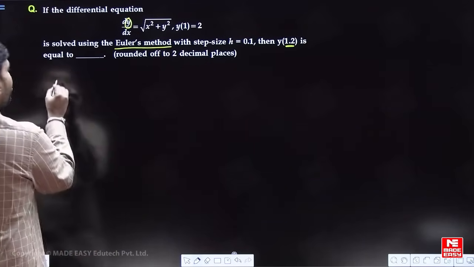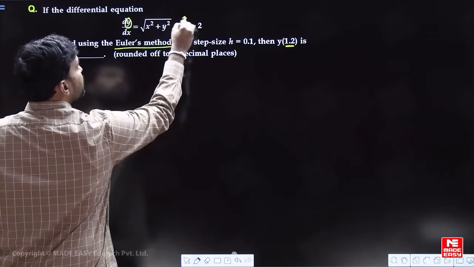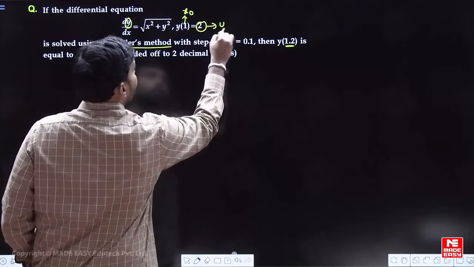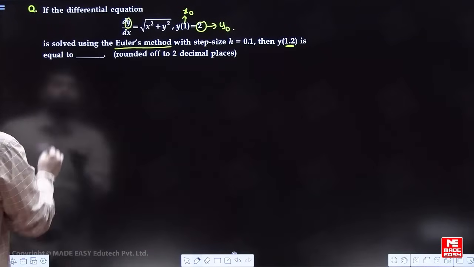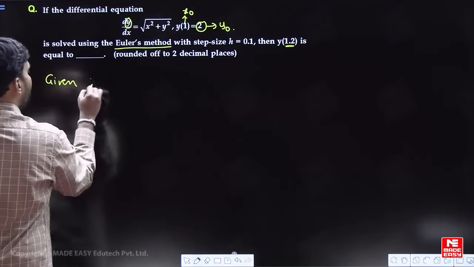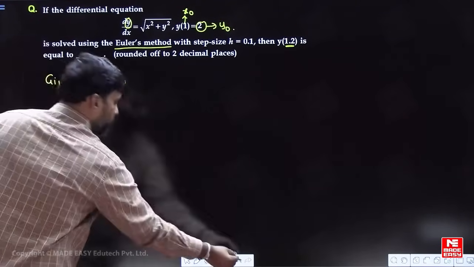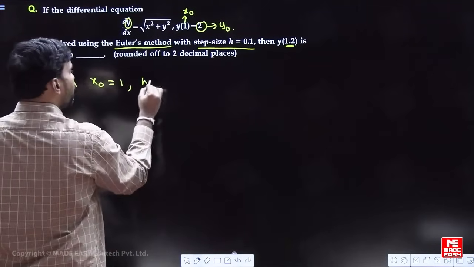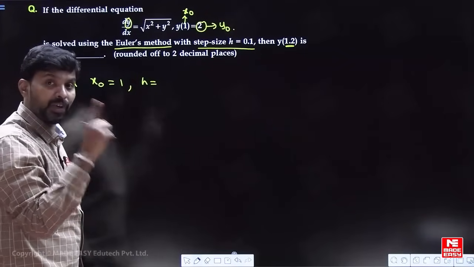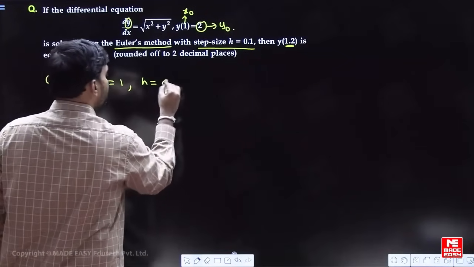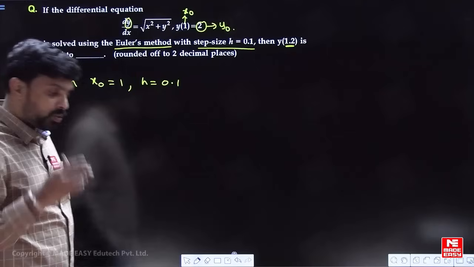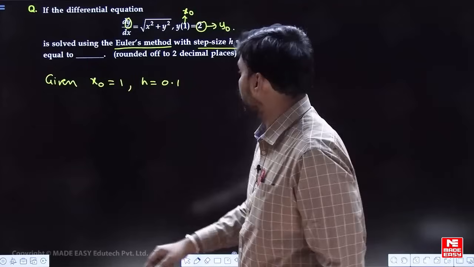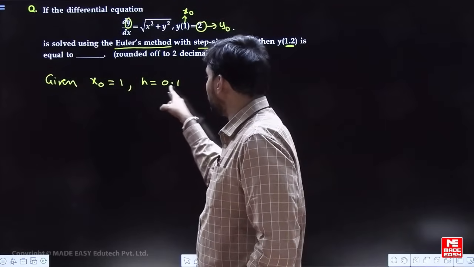So dear students, what is x naught given to us? x naught is given as 1 and y naught is given as 2. And the step size, which is the difference between two consecutive x values, is h equal to 0.1. So 0.1 is the difference between two successive values of x.